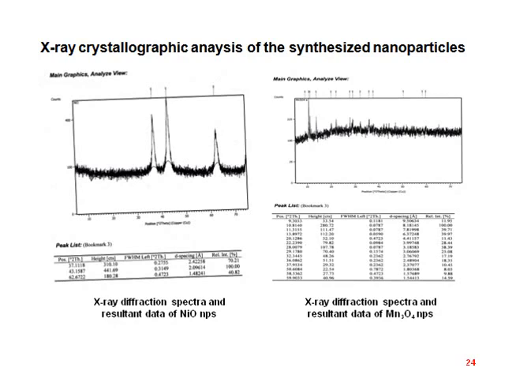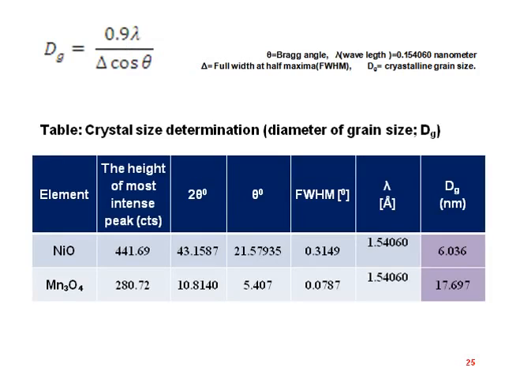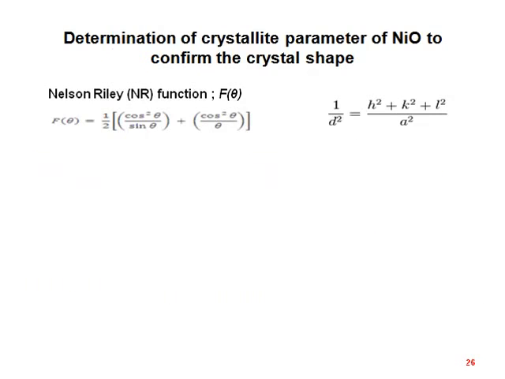Using this XRD data of these nanoparticles, the actual crystallite size and shape were determined using Scherrer's equation and the Nelson-Riley function. The sizes of the crystals are calculated and the values obtained for the corresponding crystals are excellent. From the table, the actual crystallite diameters for nickel oxide nanoparticles and manganese oxide nanoparticles were found to be 6.036 and 17.697 nanometers respectively.